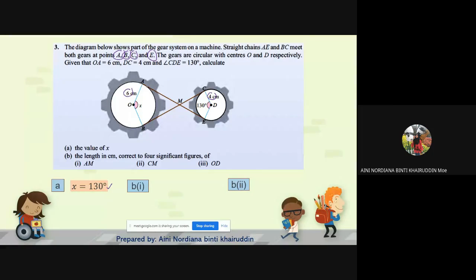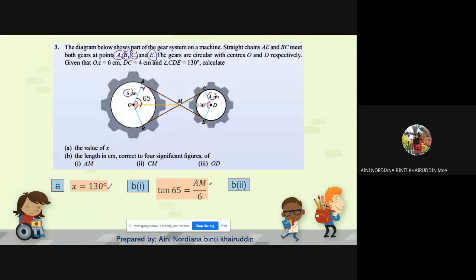Now, we want to calculate the length of AM. So first, you need to draw a straight dashed line like this, and then this is 90. This is 65, which is 130 divided by 2. So you can use tangent because this is 90 degrees. So you can use the trigonometric ratio. Tangent 65 equals AM over 6.